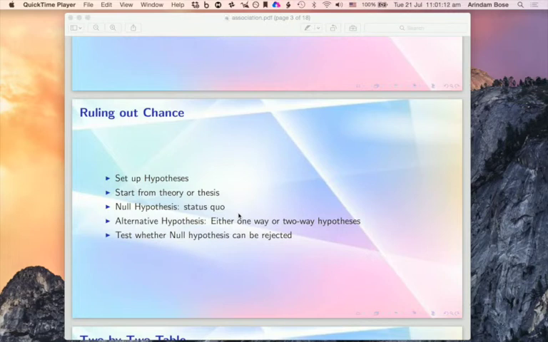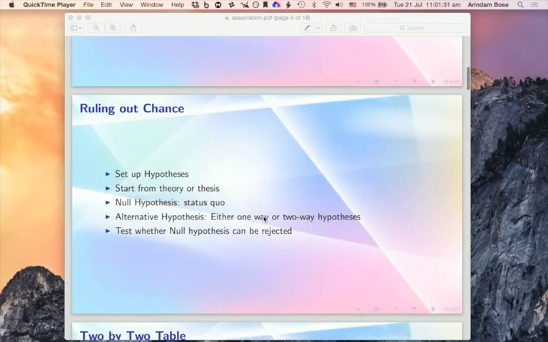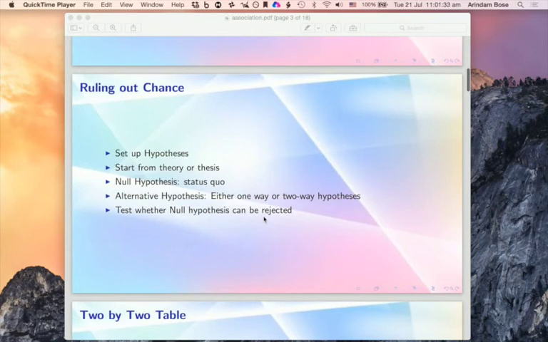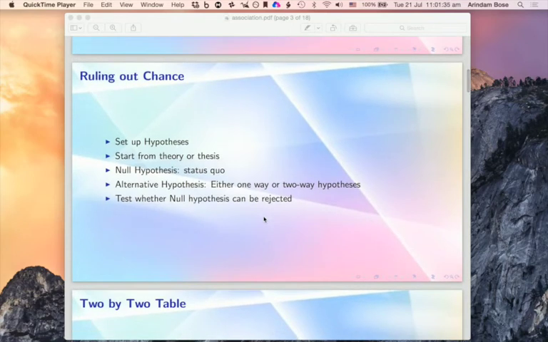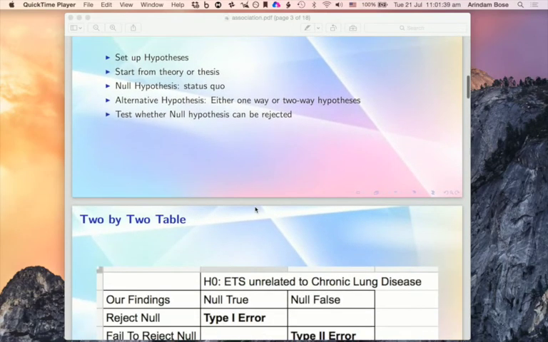So we state the hypothesis as follows, that amongst people with lung cancer, we shall find higher levels of urine cotinine. This is known as an alternative hypothesis. The null hypothesis would state that urine cotinine levels amongst people with and without lung cancer will be similar. So in hypothesis testing, we test whether the null hypothesis can be rejected. So in order to do that, we set up a 2x2 table.